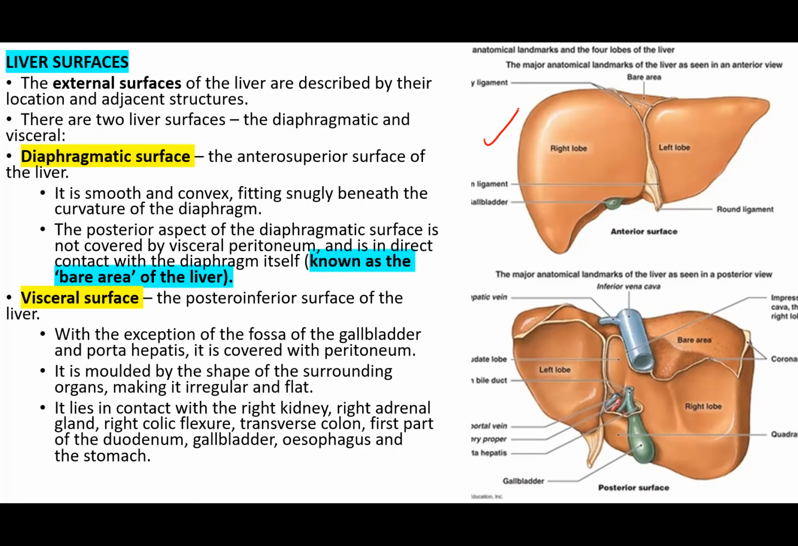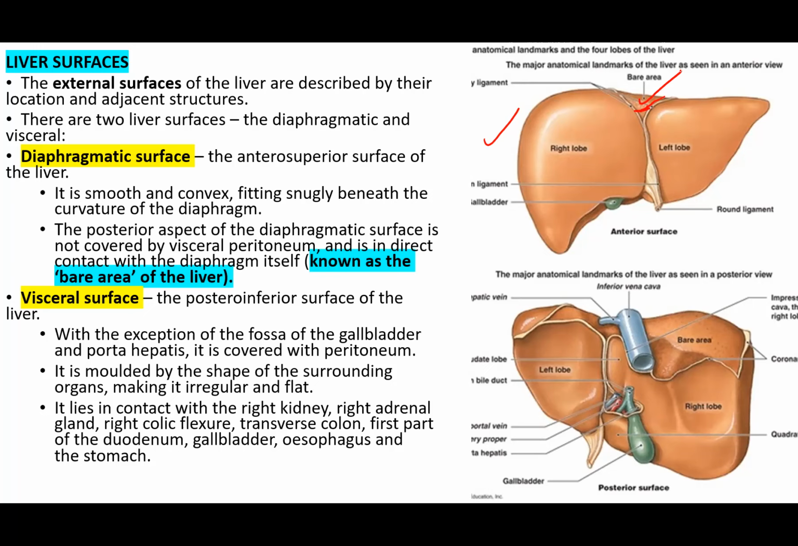The posterior aspect of the diaphragmatic surface is not covered by visceral peritoneum, and it is in direct contact with the diaphragm. It is known as the bare area of the liver. Okay, and you can see the bare area of the liver is seen in both the visceral as well as the diaphragmatic surface.